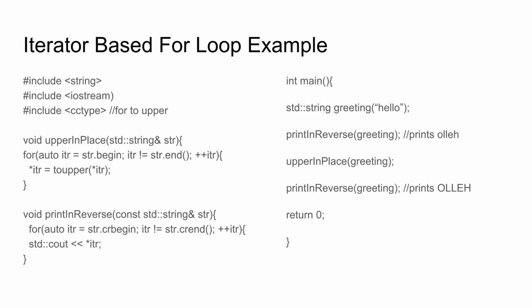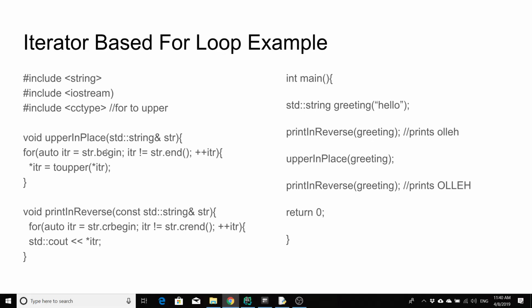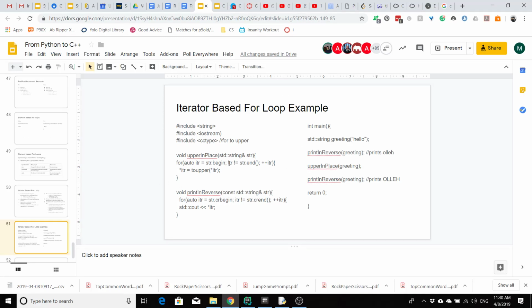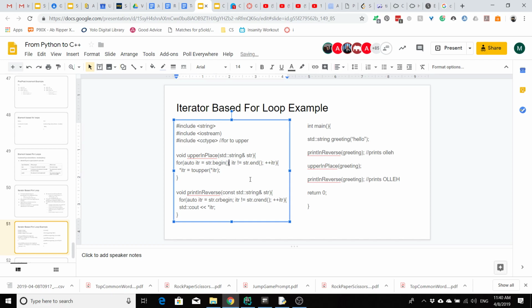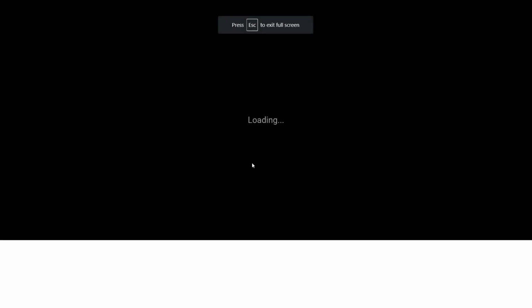So here's an example of an iterator-based for loop. It attempts to take in a string and make all the characters in that string uppercase. You could also do this with the range-based for loop or the element-based for loop as well. So here I have upper in place. For auto iter equals string.begin(), which should have some parentheses there, while it's not equal to the end of the string, go to the next element.